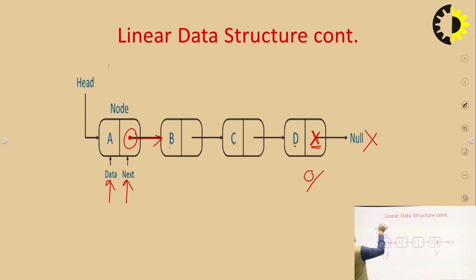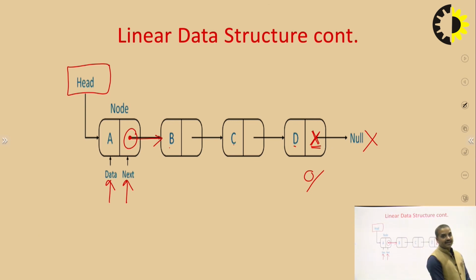And here we have to create a special node. The special node is called head. Head is a pointer type variable which contains the address of the first node in the list.